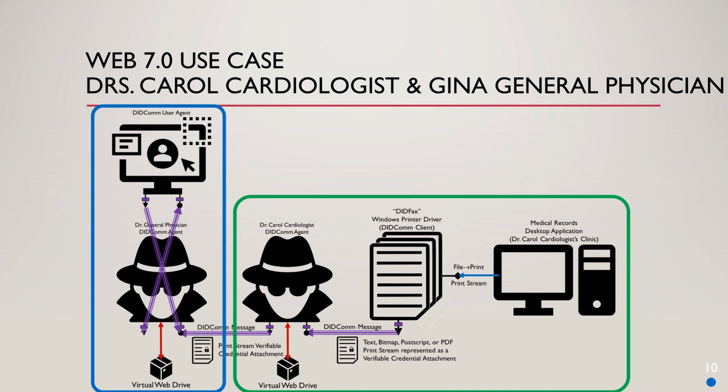Here's a simple use case. I'm not going to go into all the technical details, but on the right we have Dr. Carroll, cardiologist office in the green box. And Dr. Carroll has a medical record system, running on a personal computer. And on the left side in the blue box, we've got Gina, general physician.